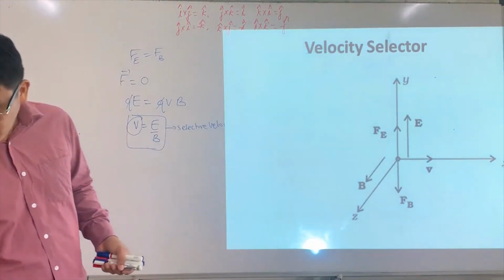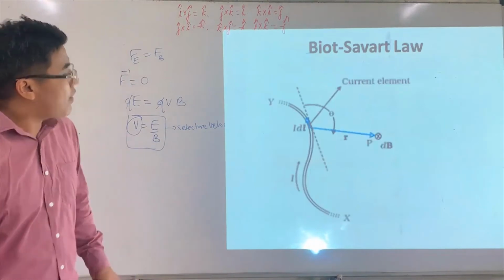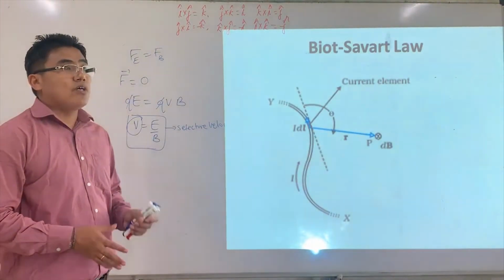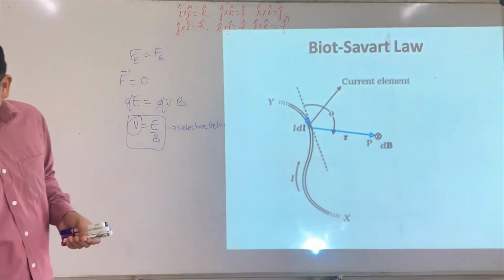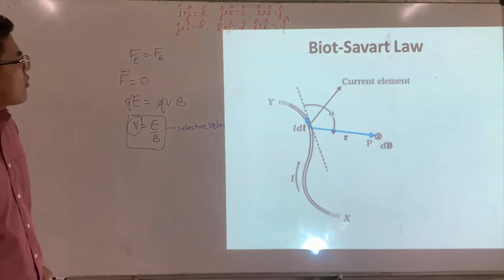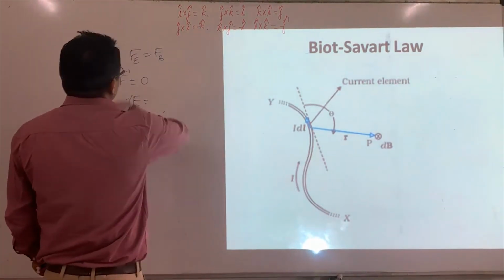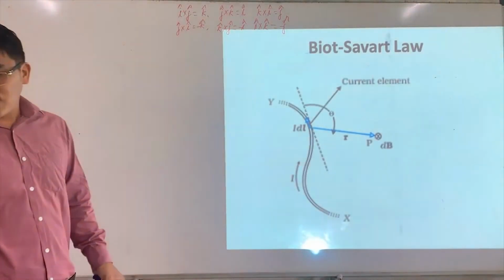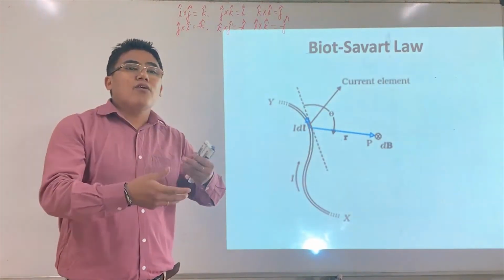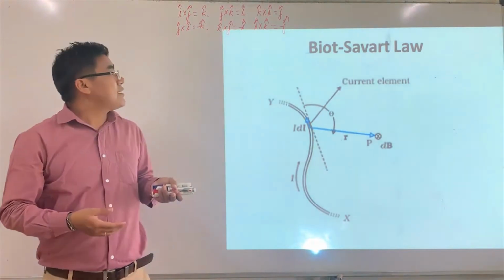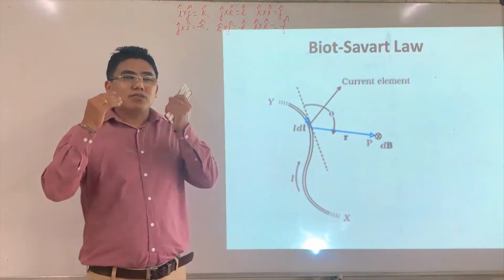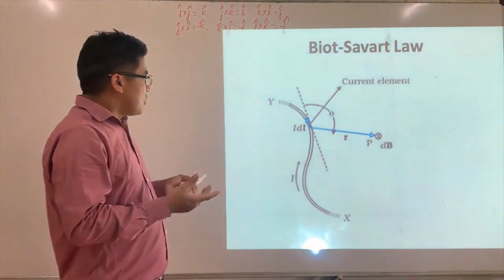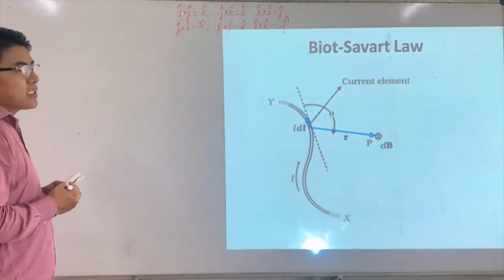How much magnetic field one could produce is very important, and we are going to study this under a law called the Biot-Savart law. This is very similar to Coulomb's law. Coulomb's law is for electric field or electric charge, and the Biot-Savart law is for magnetism. So let's start the Biot-Savart law.